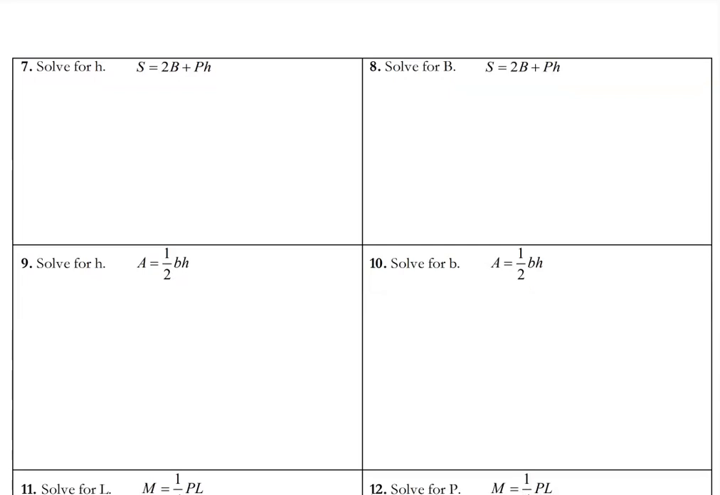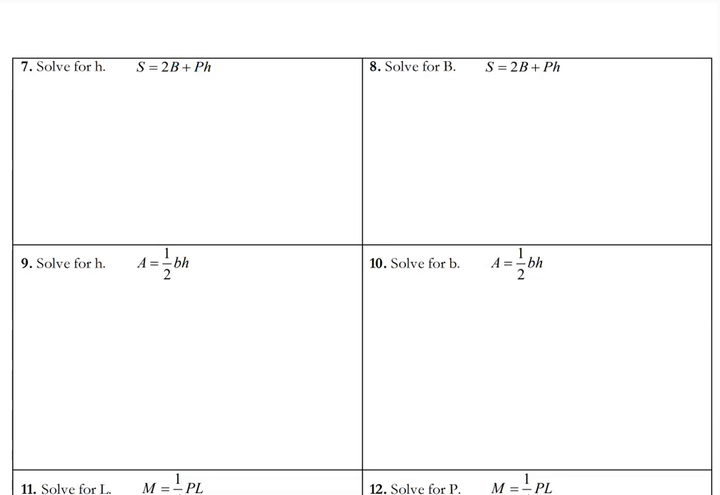All right, so number 7 says solve for h. Okay, so now we're looking at having to do 2 steps, because notice now on this one, we have 2b, which is adding, but then we also have p, which is multiplying times h. So we have to get rid of both. So this is going to be a 2-step equation. Okay, and our goal is to get h by itself. So I want to get rid of this, and I want to get rid of p.